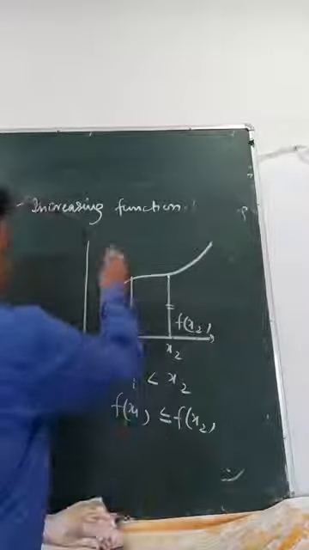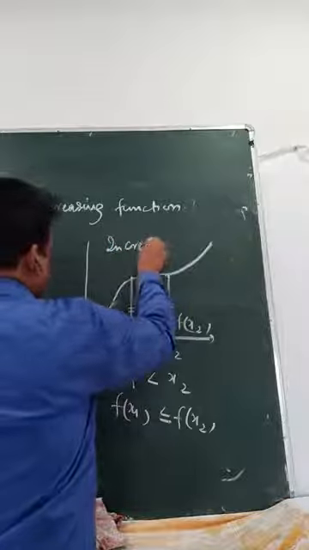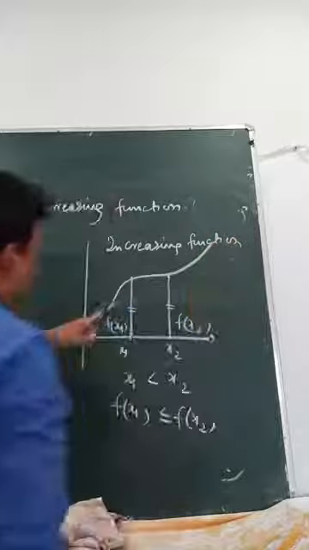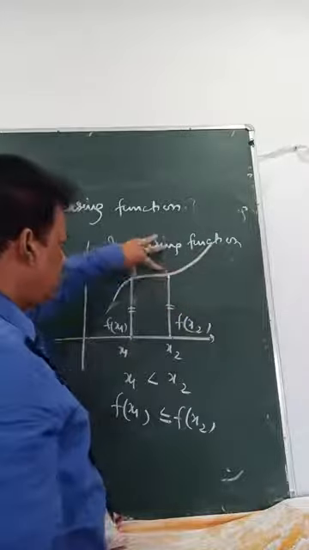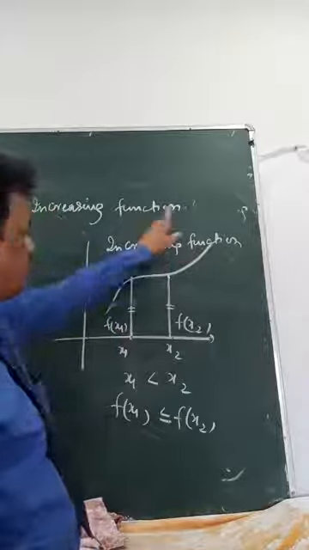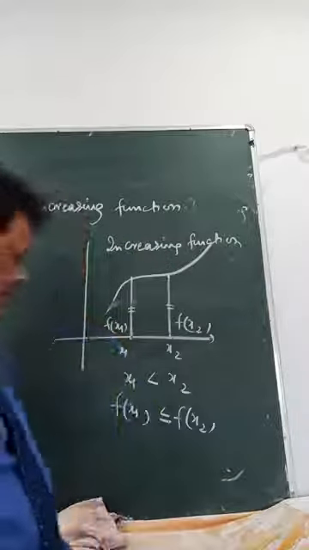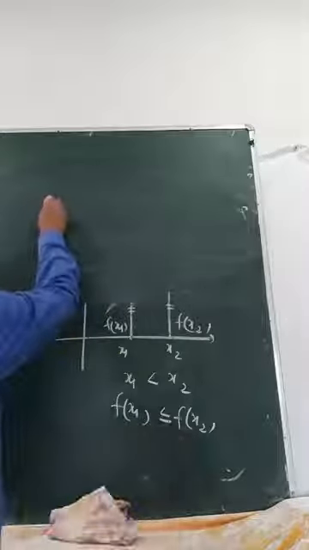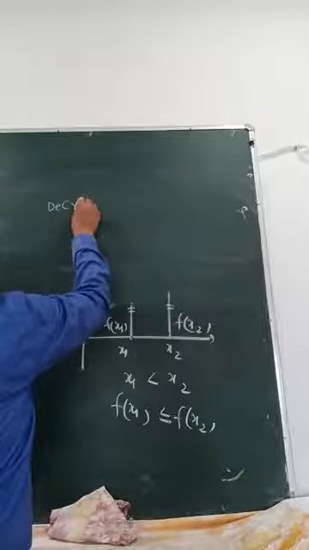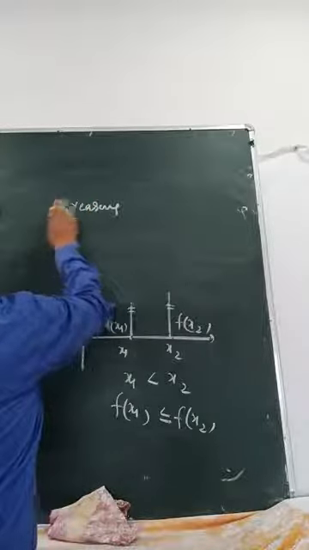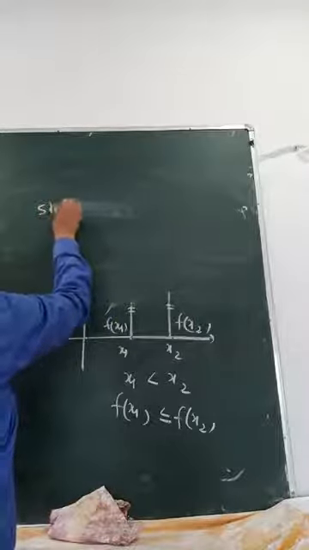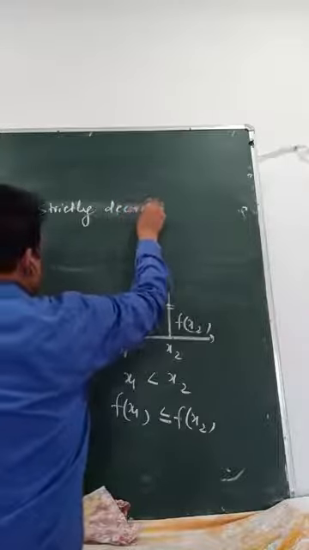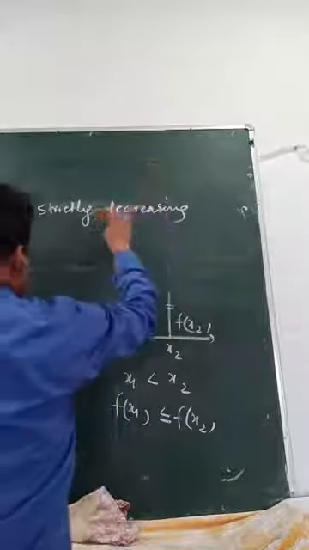So this is called an increasing function. Means it has the tendency of increasing, but in some portion it is equal. So that is called increasing function. The similar concept you can take about decreasing function. First you write strictly decreasing function.